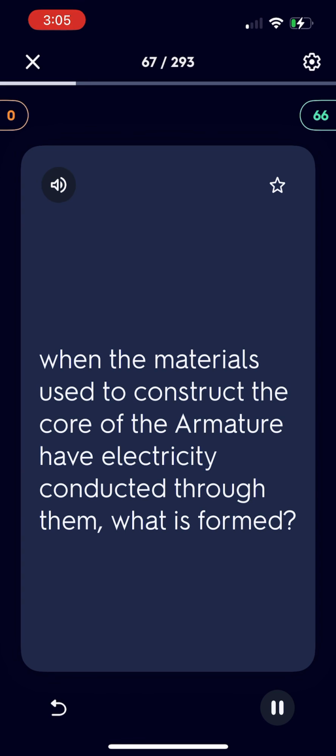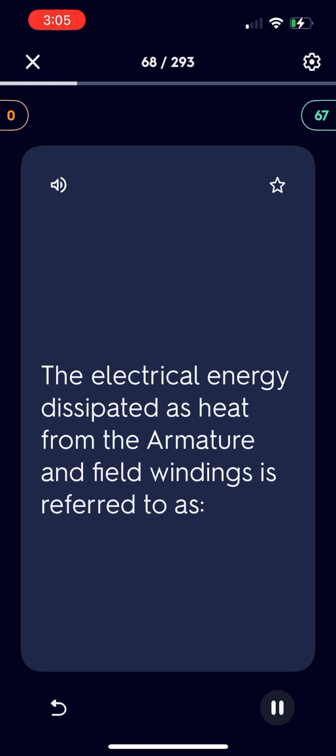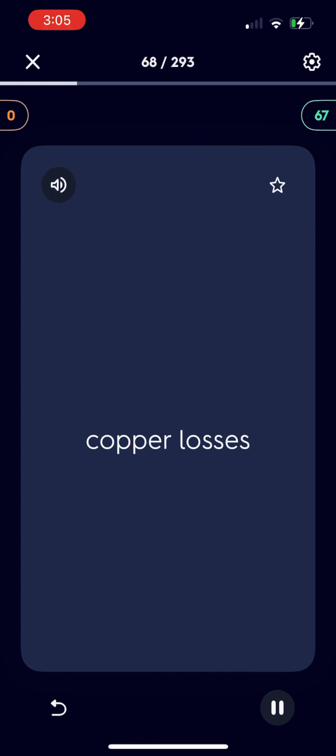When the materials used to construct the core of the armature have electricity conducted through them, what is formed? Eddy currents. The electrical energy dissipated as heat from the armature in field windings is referred to as copper losses.